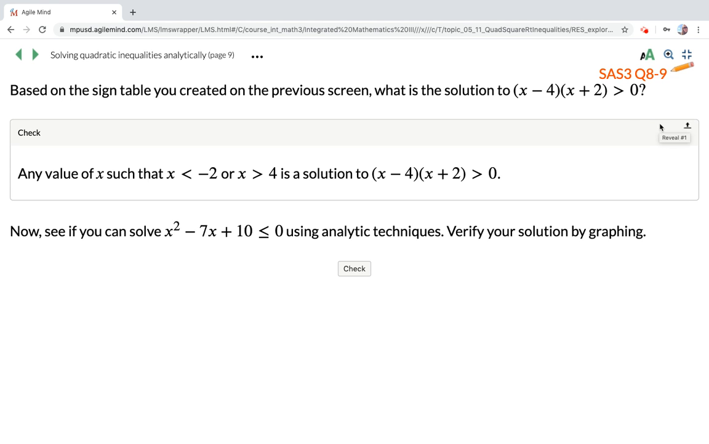So now that you're getting the feel for the sign chart and how it all works, I've got one more for you to work out. Question number 9. I would like you to go ahead and solve this inequality using analytic techniques. We've already set it to 0 for you, so you're good to go. You're going to want to factor it, find your zeros, draw a number line, make your sign chart. You got this. Go ahead and hit pause to work your way through it, and then hit play when you're ready to check your work.